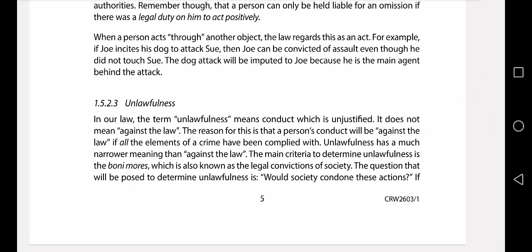When a person acts through another object, the law regards this as an act. For example, if Joe incites his dog to attack Sue, then Joe can be convicted of assault even though he did not touch Sue. The dog attack will be imputed to Joe because he is the main agent behind the attack.